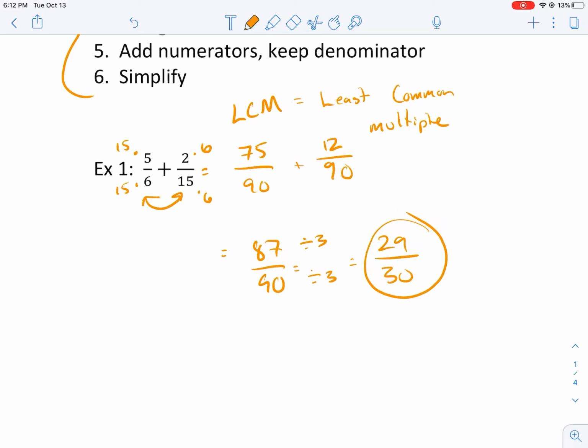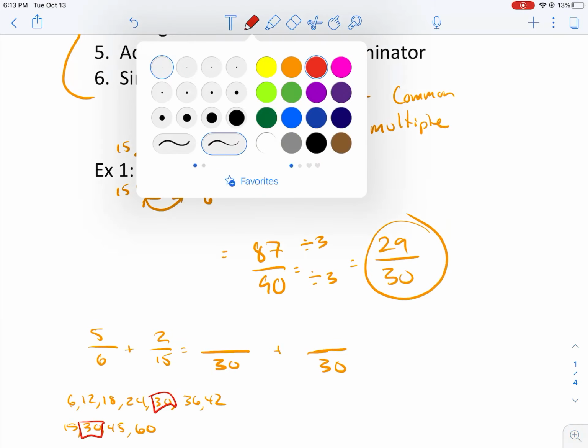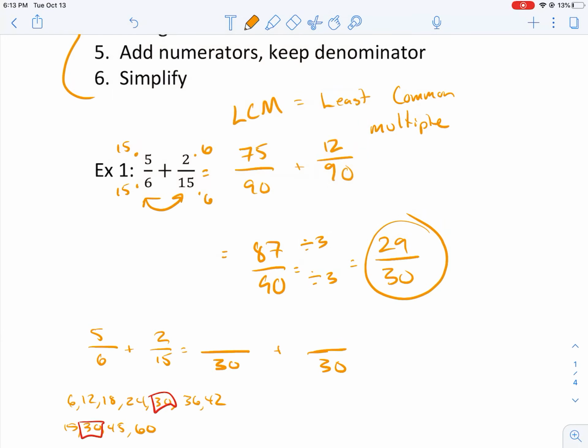Our least common multiple in this particular case, though, would be 30. If you're wondering how I came up with that, there's a way you could do it. You could go 6, 12, 18, 24, 30, 36, 42. Then for 15, you go 15, 30, 45, 60, and you look for whatever number they have in common that comes first. In this case, it is 30. You can use that trick as well, but it might not be so helpful when we do rationals.